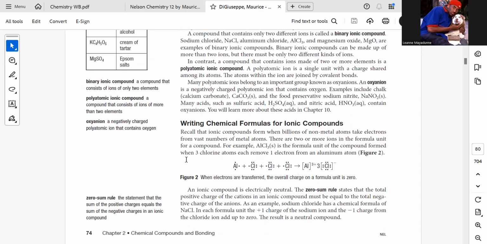Done? Okay, after that, write down this zero sum rule. The statement that the sum of the positive charges equals the sum of the negative charges in an ionic compound. I believe you know this from your grade 10. I think so, I'm not too sure. That's okay, I will cover that, don't worry. So the zero sum rule means the statement that the sum of the positive charges equals the sum of the negative charges in an ionic compound. Basically, the ionic compound is neutral.